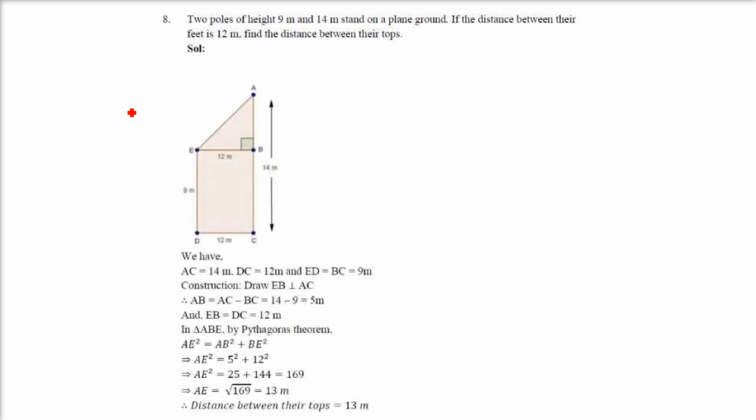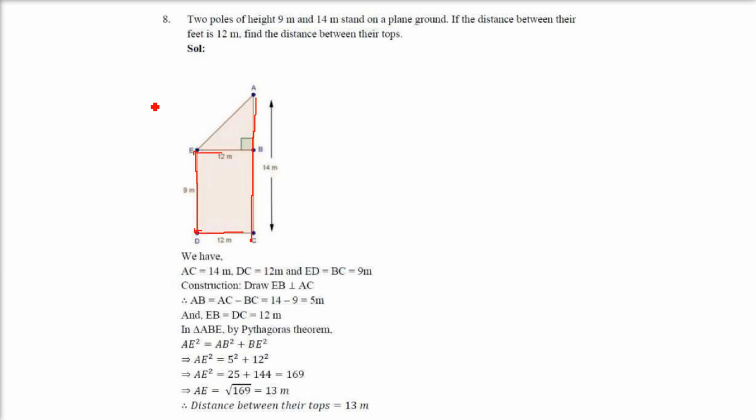Two poles of height 9 meter and 14 meter stand on a plain ground. If the distance between their feet is 12 meter, find the distance between their tops. So here the heights of the 2 poles are given. This is 9 meter, and this one is 14 meter. Now the distance between these 2 poles is 12 meter.